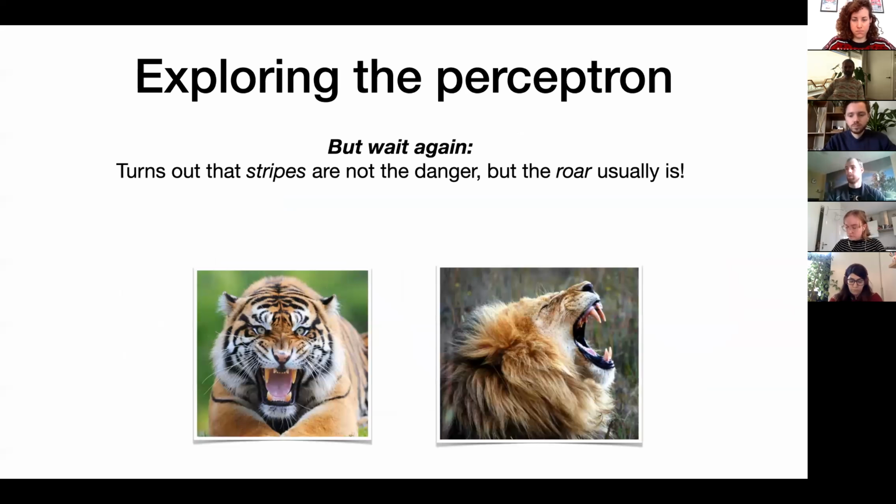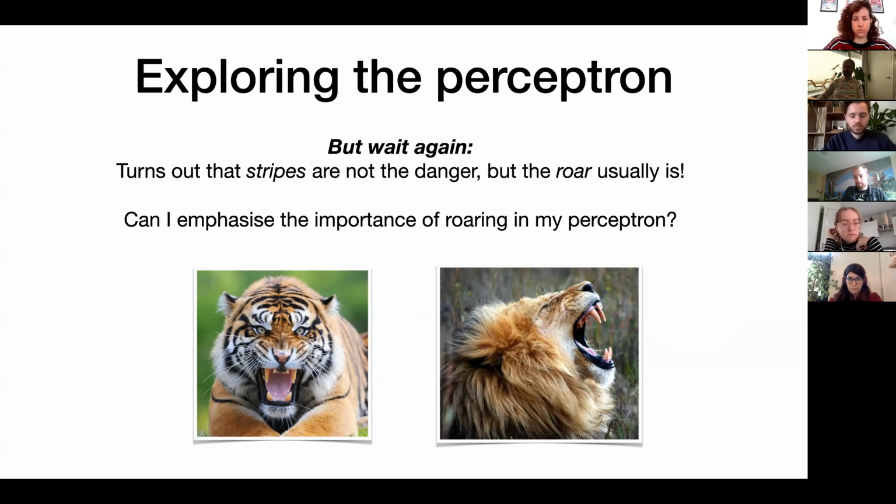So there we are. Now, it turns out that stripes aren't actually the danger. The dangerous thing is the roar. So our friend just got mauled by a lion because he or she was applying this AND rule. So yeah, that's definitely problematic. It turns out that we want to emphasize the roaring in this case.